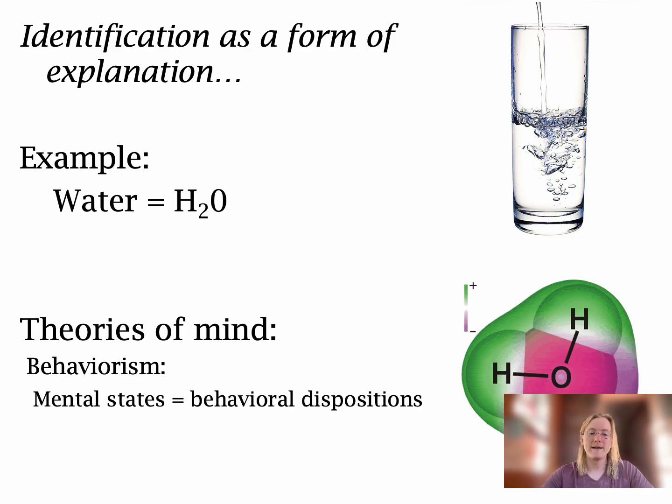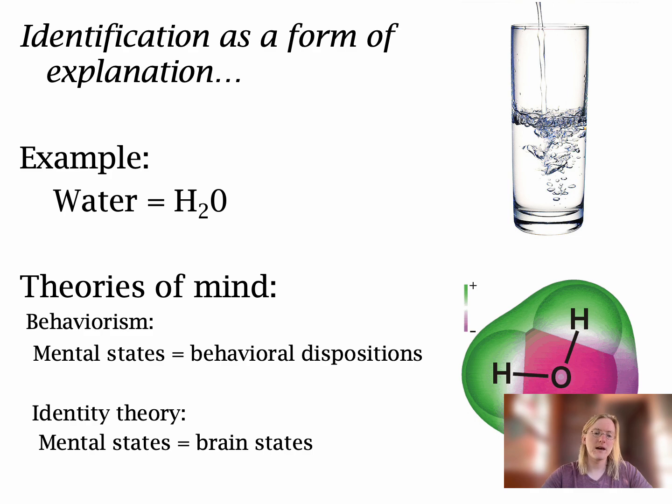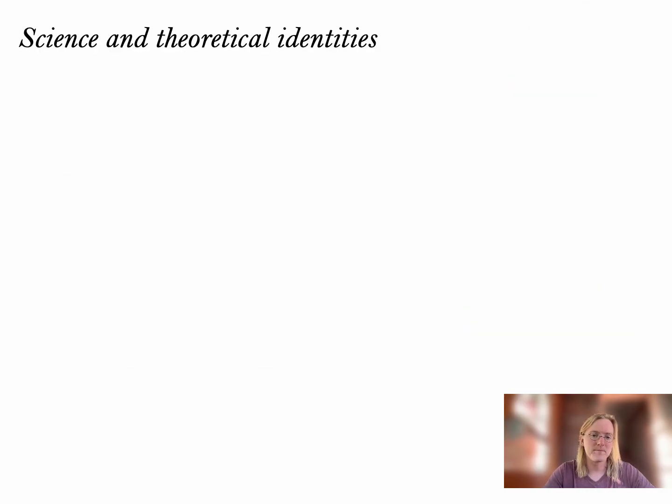Some of our earlier theories of mind, like behaviorism, said that mental states were like behavioral dispositions, meaning the things that our bodies do express what our mental states are. Identity theory says that mental states are brain states. So the things that the brain is doing is what causes things that the mind is doing. And in this case, where water is H2O, a mental state is a brain state.